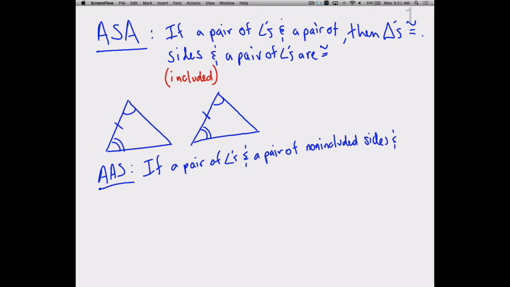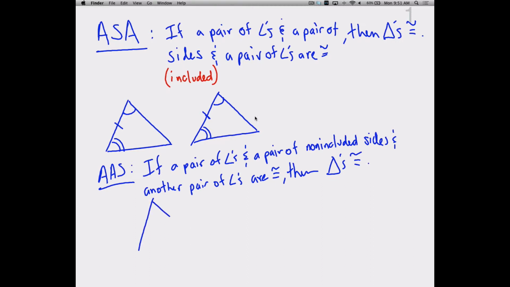Okay? Another pair of angles? Wait, what about these? Oh, they're included. Okay, no. What about these 3 pairs of things? What must be true about them? Oh, they have to be congruent. Good. If a pair of angles and a pair of non-included sides and another pair of angles are congruent, comma, then the triangles are congruent. Well done.